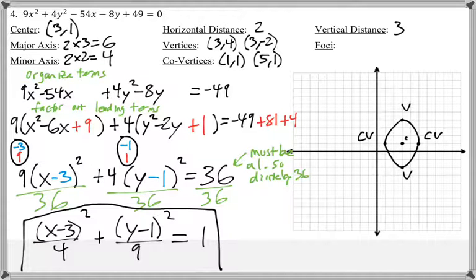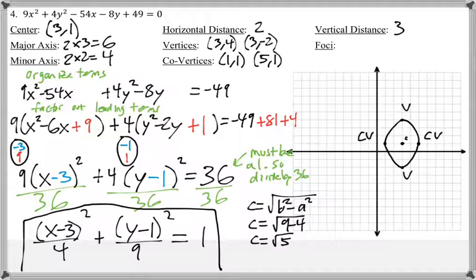So lastly, I need to find my foci. So c is equal to the square root of b squared minus a squared. So c is equal to the square root of 9 minus 4. C is equal to the square root of 5. So my two foci are 3, 1 plus square root of 5 and 3, 1 minus square root of 5.